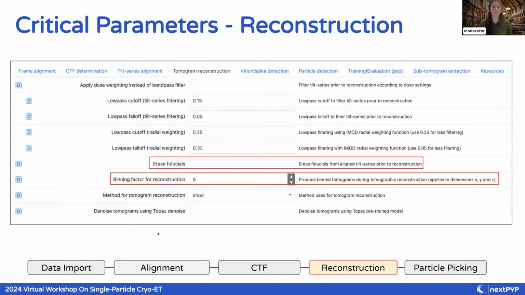All right, so for reconstruction, we have a few parameters here. It's also going to depend on which method for tomogram reconstruction you're using, but the ones that we would highlight are erase fiducials or not. If you do have fiducials in your sample, you can elect to leave them in, but if you want to erase them during reconstruction, we have that option. And additionally, your binning factor for reconstruction. They're generally going to be binned, but how much binning you want to do, you can determine here.